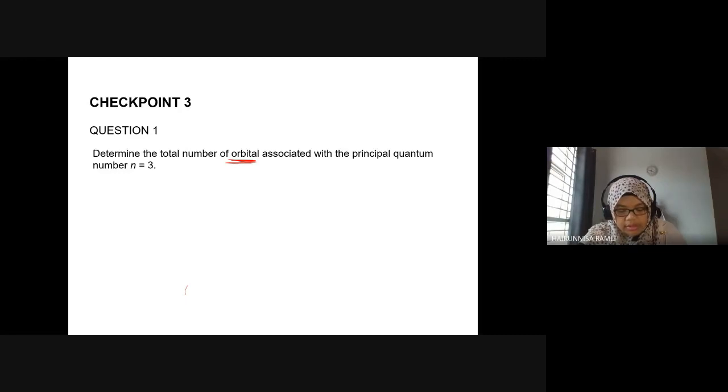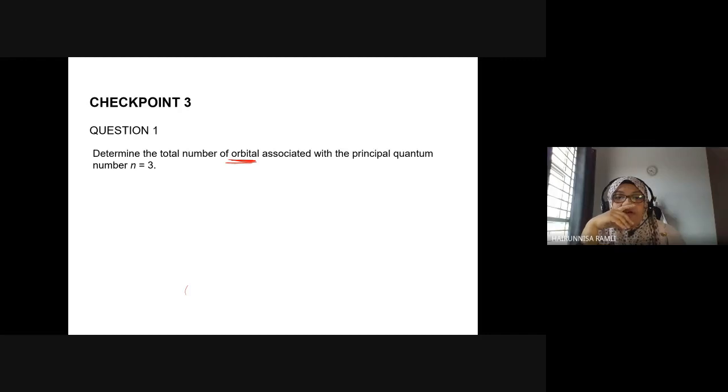Ramai juga ya yang register hari ni. Hari ni last kan. Dah ke? Dah. Okay.